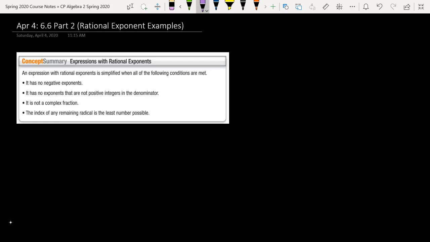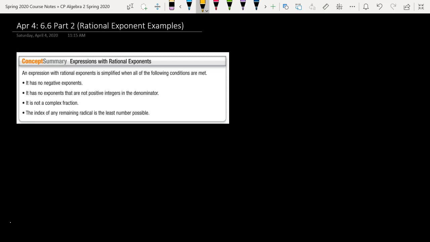Welcome back, everybody. Let's continue our discussion of section 6.6. I want to do some examples having to do with problems with rational exponents. The primary thing we're really going to be doing in this section is simplifying expressions that have rational exponents. And this will be very similar to all of the simplification we've already done, especially with expressions involving monomials and polynomials. So we're really just dealing with exponents here.